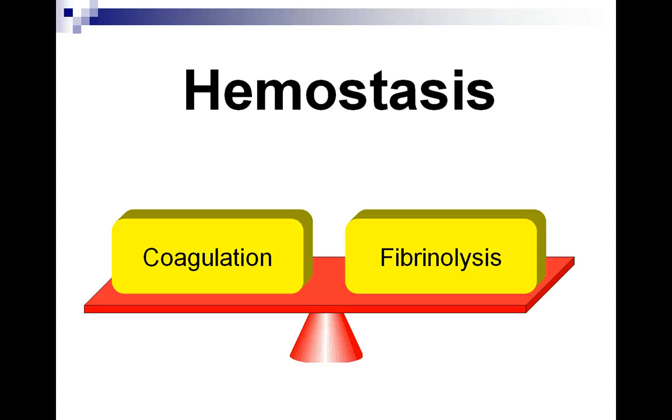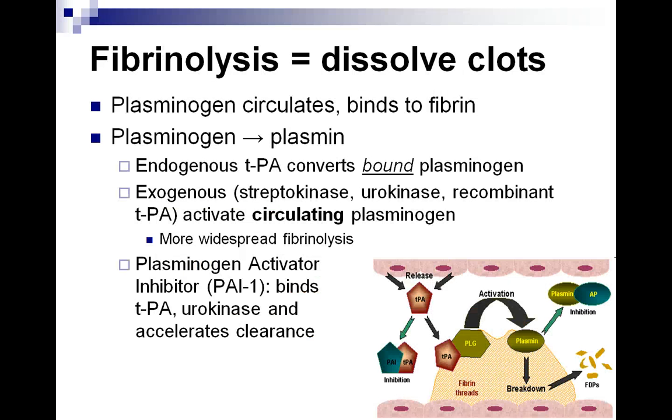So far, in our very simplified diagram, all we've talked about is coagulation. But there is another half of this equation, which is the fibrinolysis. So we've talked about how to create clots with platelets and with coagulation factors. But our bodies also have a way to break down clots, and that would be fibrinolysis. Fibrinolysis, very simply, is the process of dissolving clots.